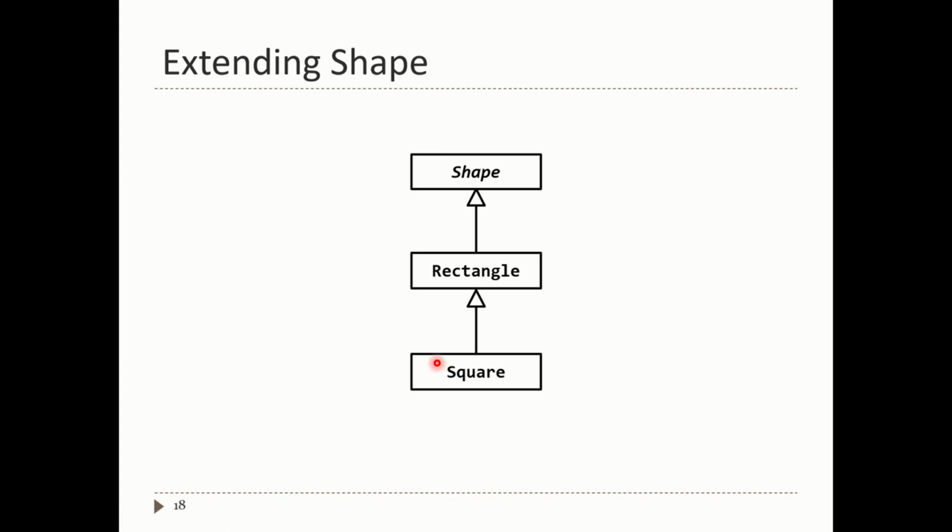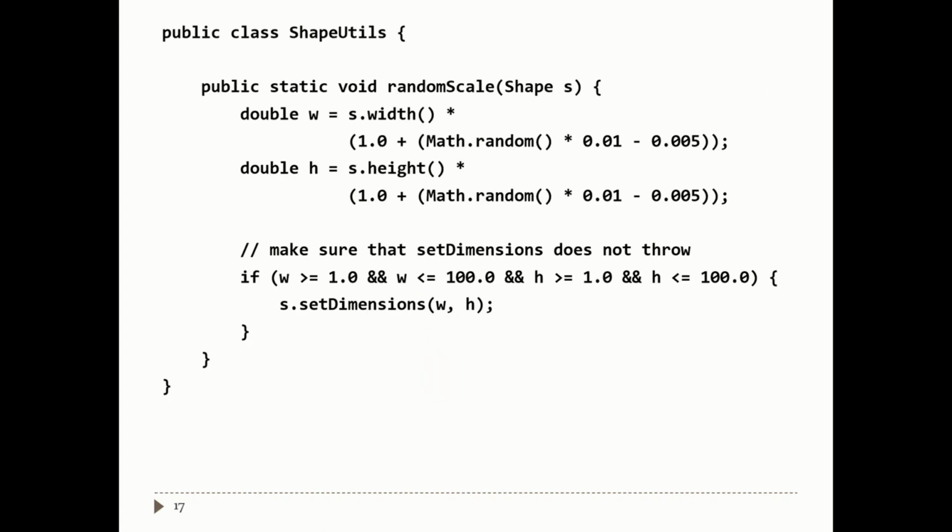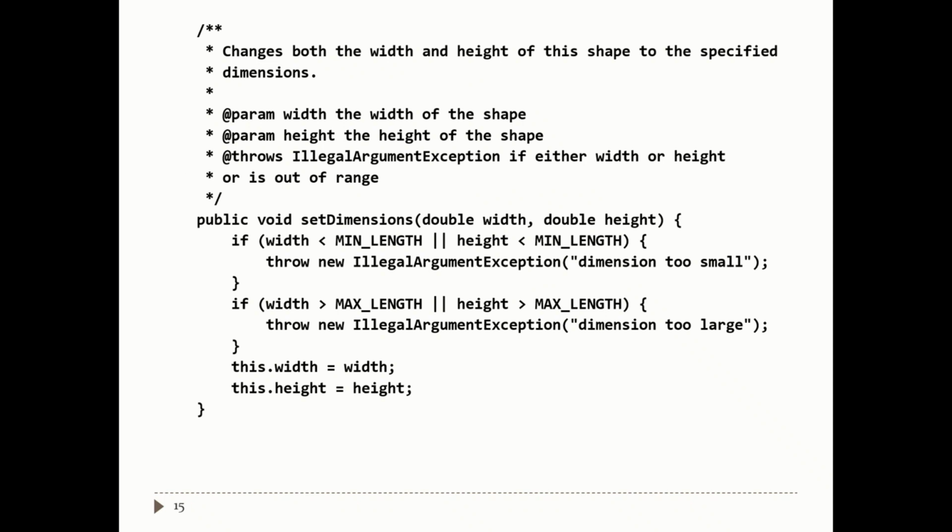And we saw that this relationship here is problematic because of the following method. Shape has a method called setDimensions. SetDimensions takes in a width and a height. And the method promises to change both the width and the height of the shape to the specified width and height. It throws an exception if the width and height are illegal, so if they're out of range. For shapes, out of range means less than 1 or greater than 100.